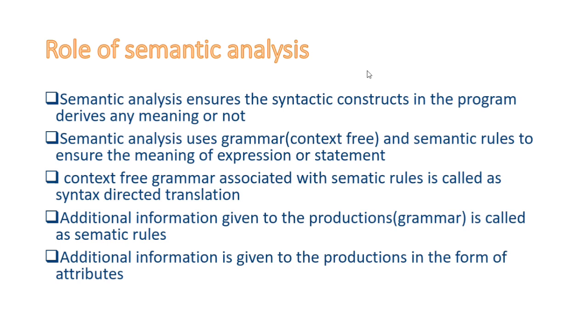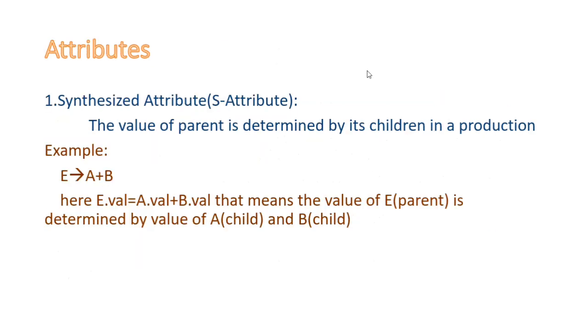Semantic rules are additional information which is given to the productions. Now, how can we give this additional information? It is given in the form of attributes. These attributes are broadly classified into two types. One is called the synthesized attribute or S attribute. The other is called the inherited attribute or L attribute. For the synthesized attribute, if the value of the parent is determined by the value of its children in a production, then it is called a synthesized attribute or S attribute.